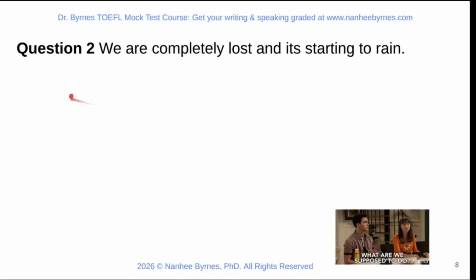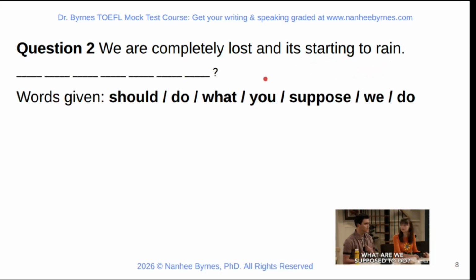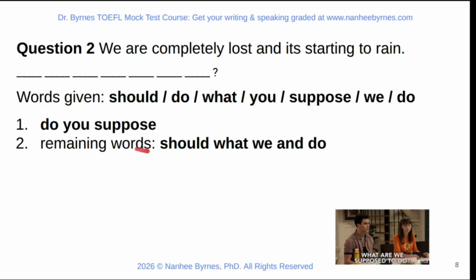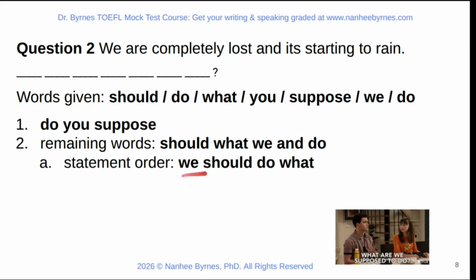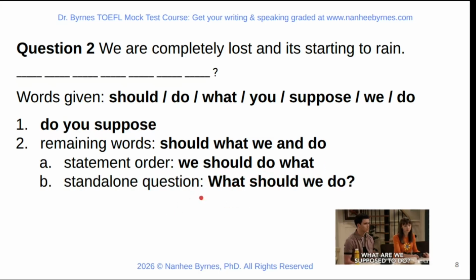Question 2. We're completely lost and it's starting to rain. Words given, should, do, what, you, suppose, we, do, question mark. First, we identify our usual suspect, do you suppose. Now let's look at the remaining words, should, what, we, and do. So the statement order would be, we should do what? As a standalone question, the order would be, what should we do?